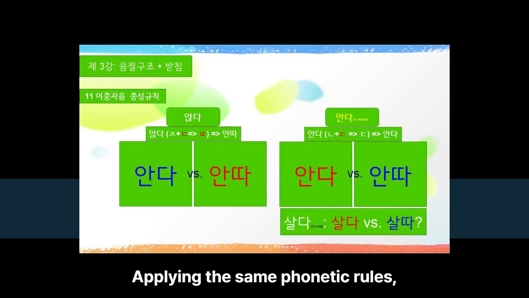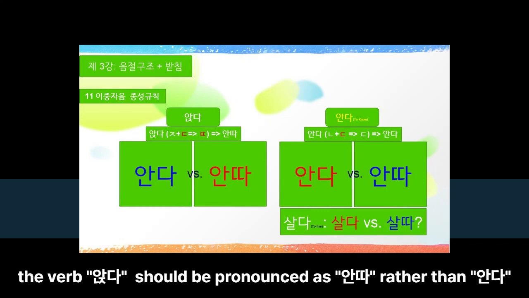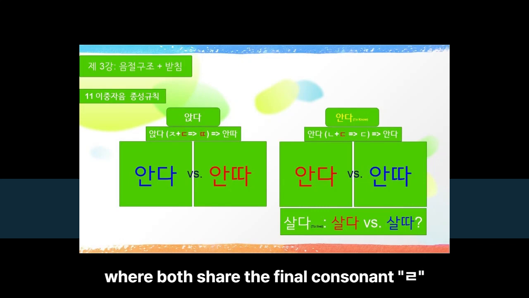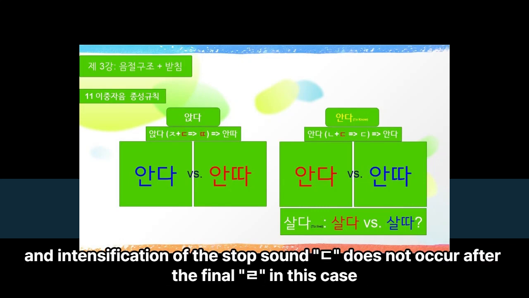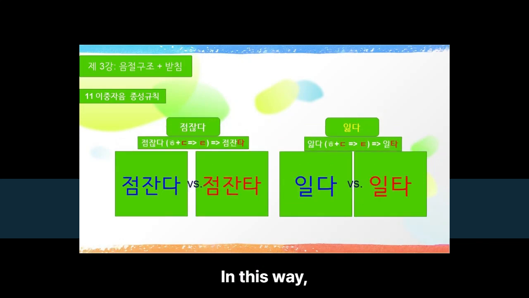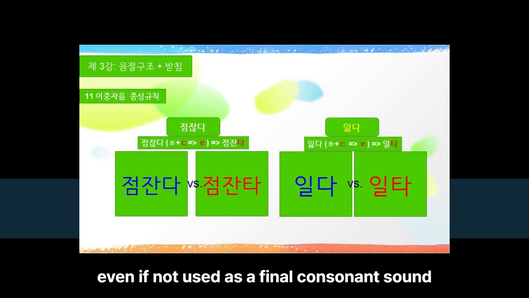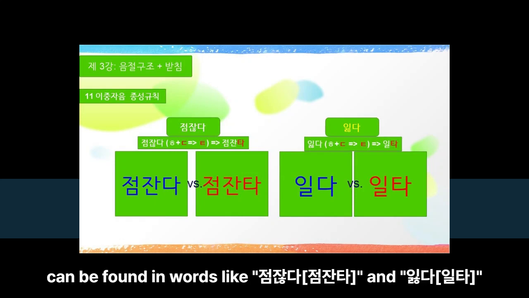Applying the same phonetic rules, the verb anta should be pronounced as anta rather than onda. This perspective is supported by examining verbs like alda and salda, where both share the final consonant ryul, and tensification of the stop sound digut does not occur after the final ryul in this case. In this way, evidence that a final consonant, although used as a botchim, can influence the sound of the following consonant even if not used as a final consonant sound, can be found in words like jumjonta and ilta.